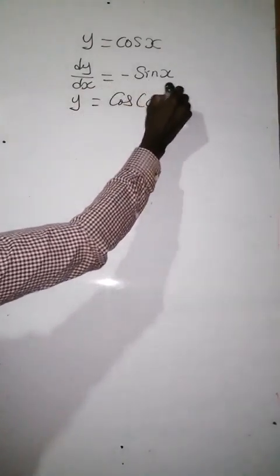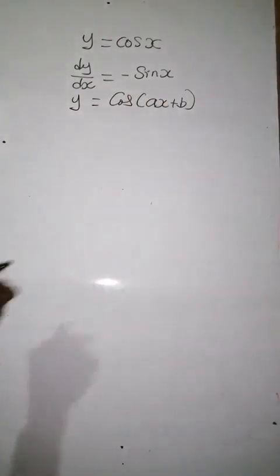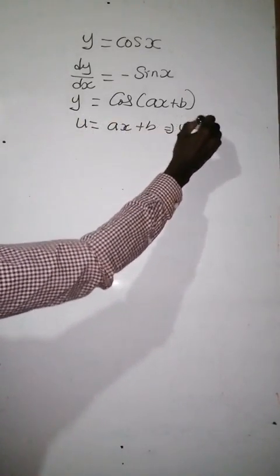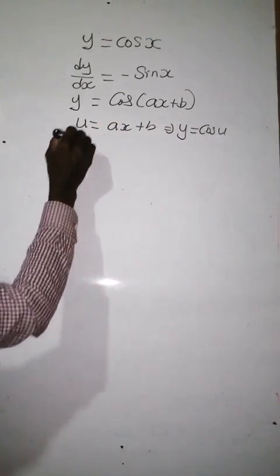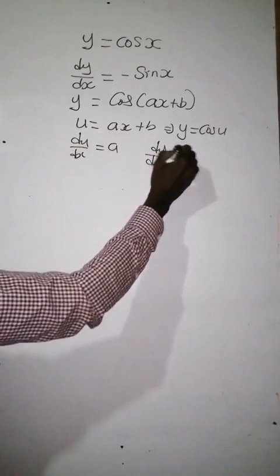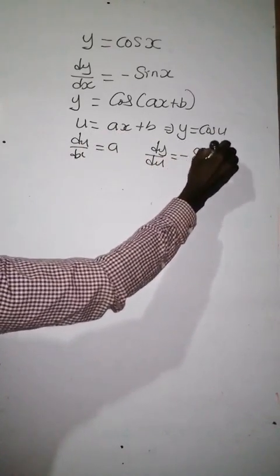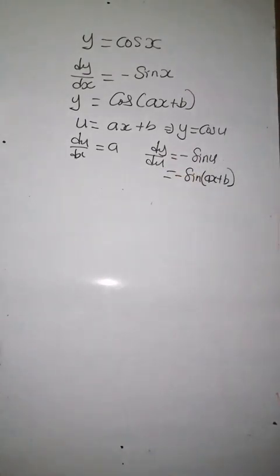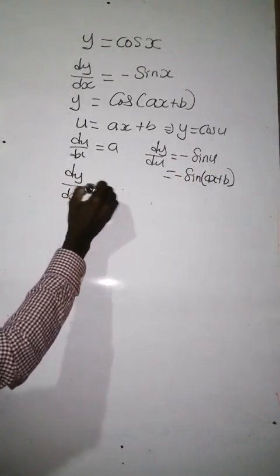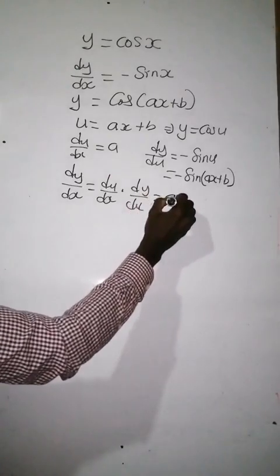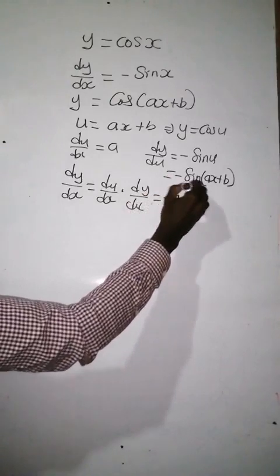Now, if I have cosine of ax plus b, here if we let u equal to ax plus b, then y equals cosine of u. We follow the same procedure as we've done earlier. The du/dx equals a, and the dy/du equals negative sine of u, which is equal to negative sine of ax plus b. Now, dy/dx will now be equal to du/dx times dy/du, which gives a times negative, that will be negative, and then we bring sine of ax plus b.